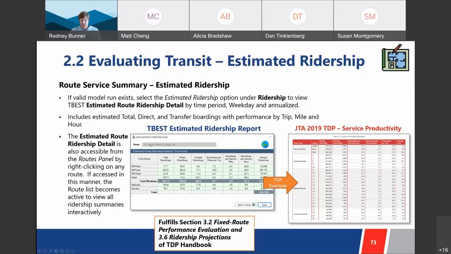And you can switch your route and go from route to route. So this is a great way to interrogate the ridership that TBEST predicts, and whether it makes sense with what you've defined for your route. And also, as it relates to the TDP, it can be pushed over into a productivity report. In this case, it's the JTA 2019 TDP, where they're looking at different route types, mainline or connector or frequent routes, and then summarizing the annual ridership, the daily riders, and then your performance measures and load measures. So that's something for you to consider, that this is available for the estimated ridership.